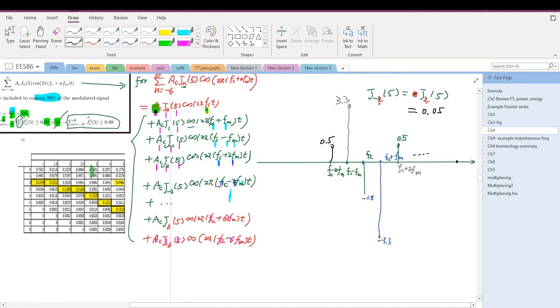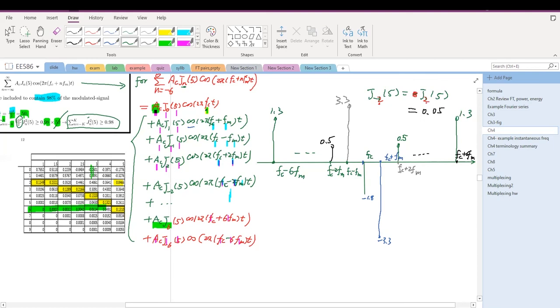Let's do the last one. FC plus 6 FM. So the magnitude is AC J6,5. J6,5 is 0.13. So you multiply by 10, that's 1.3. Here, that's 1.3. And here, because I don't have space here, that's FC minus 6 FM, and that equals 1.3. Okay, these are all positive frequency.